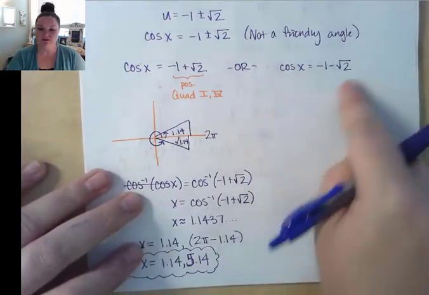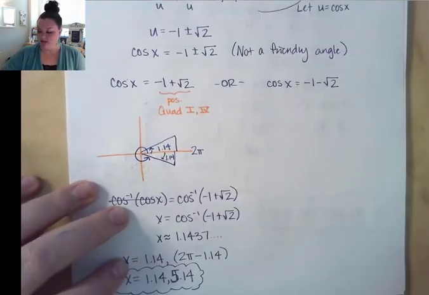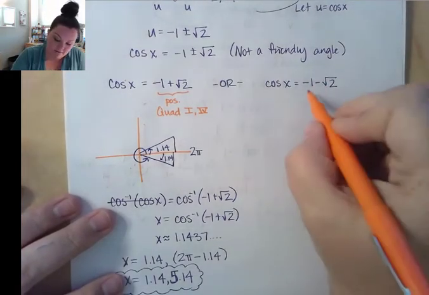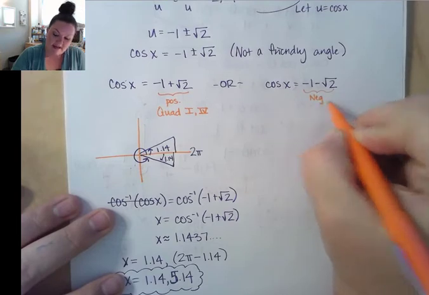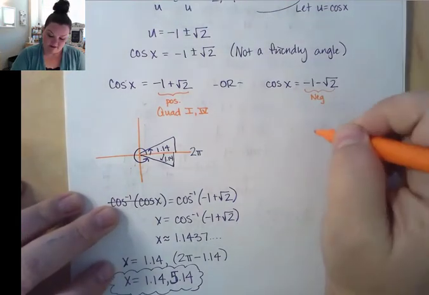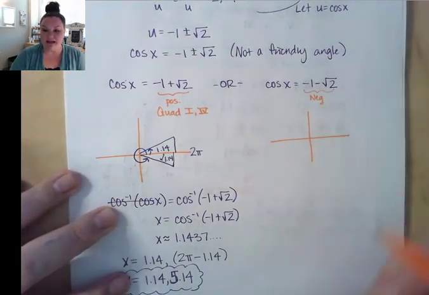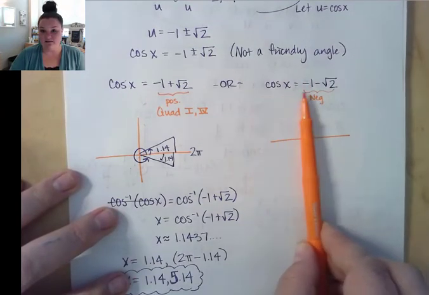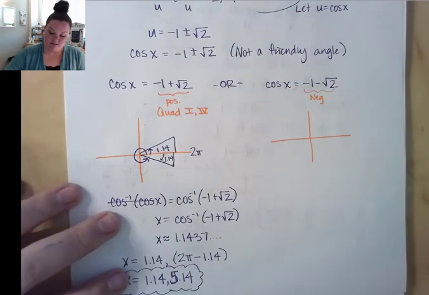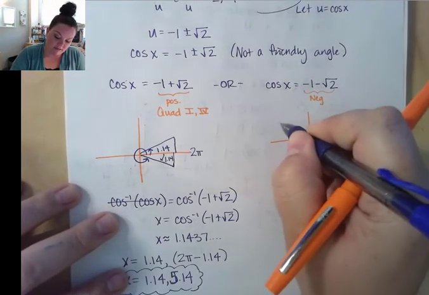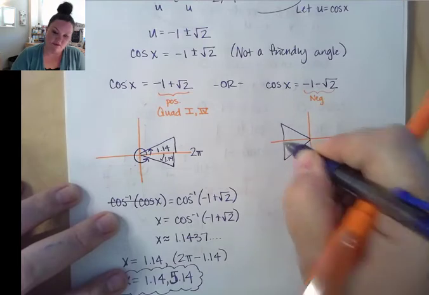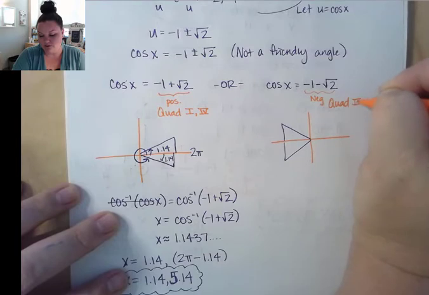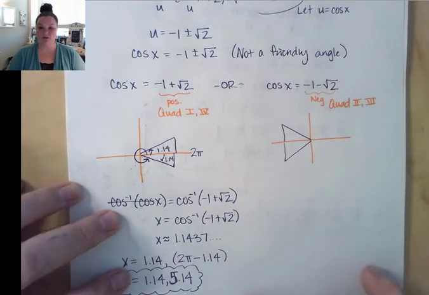Now we want to do this other one. I noticed right away that since I have a negative minus a negative, this is going to be a negative cosine value. Cosine values are negative where my x's are negative, which is on the left side of the y-axis. So my angle would have to be over here, or over here. It would have to fall in quadrant 2 or quadrant 3.